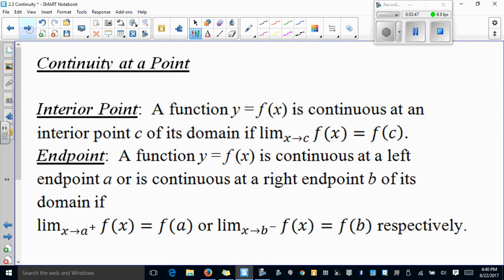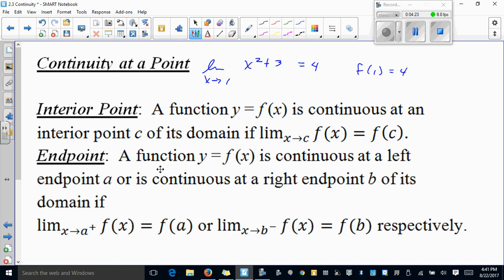Okay, continuity at a point. Interior point: a function y equals f of x is continuous at an interior point c of its domain if the limit as x approaches c of f of x equals f of c. So if I had x squared plus 3 and I was doing the limit as x approached 1, well, if I plug in 1, I'm going to get 4. But guess what? f of 1 is equal to 4. My limit equals 4, my function equals 4, therefore it's continuous there.